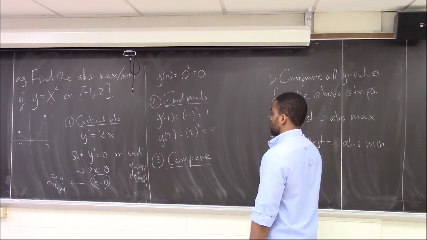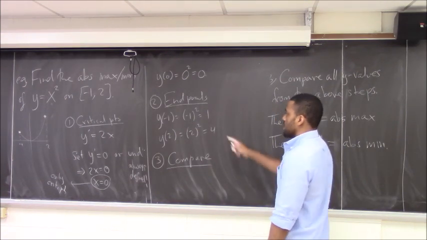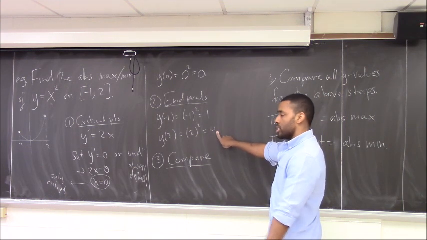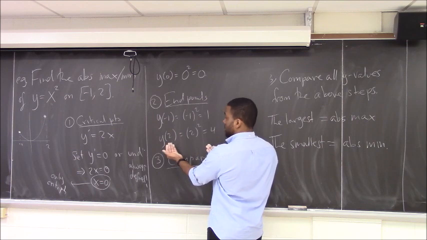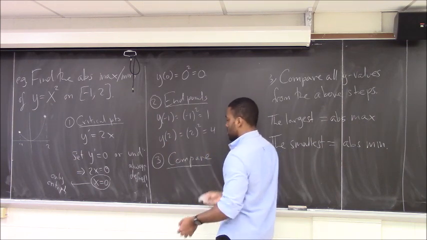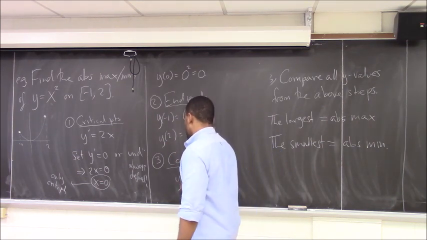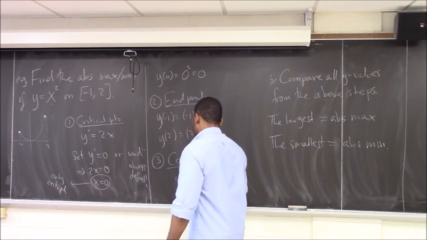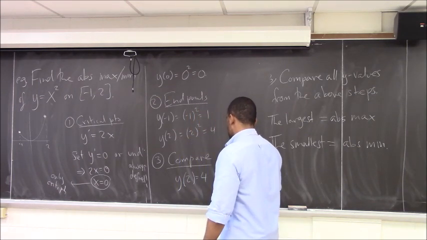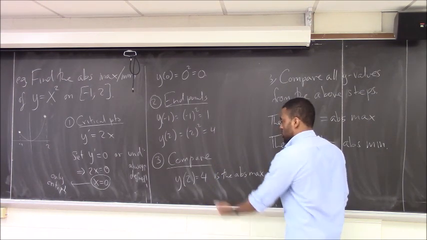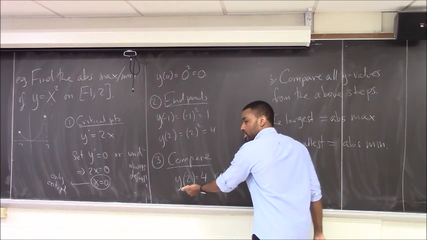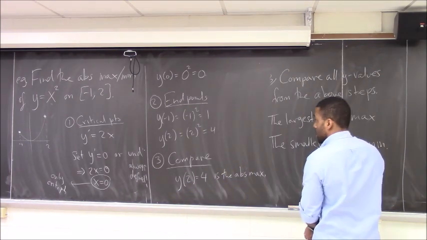Well, the absolute max is referring to the y value, so you should say 4 is the absolute max. It's also customary to write down, actually express what the input is. So the answer is usually going to be expressed as y of 2 equals 4 is the absolute max. The absolute max is really the y value, but people usually indicate the x value that this occurs at.